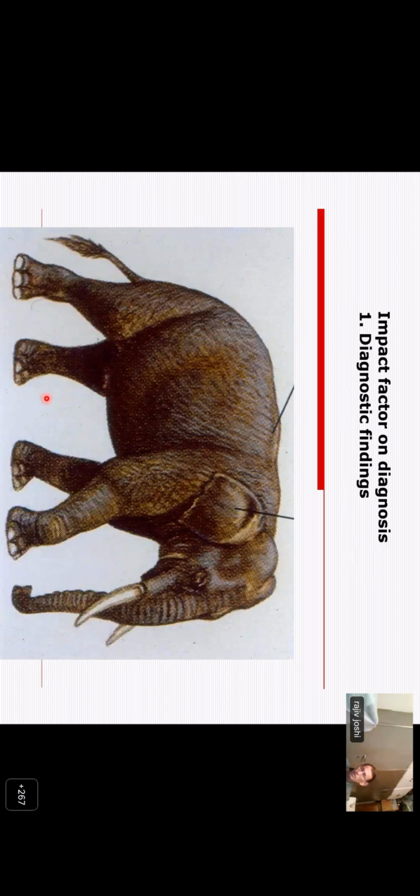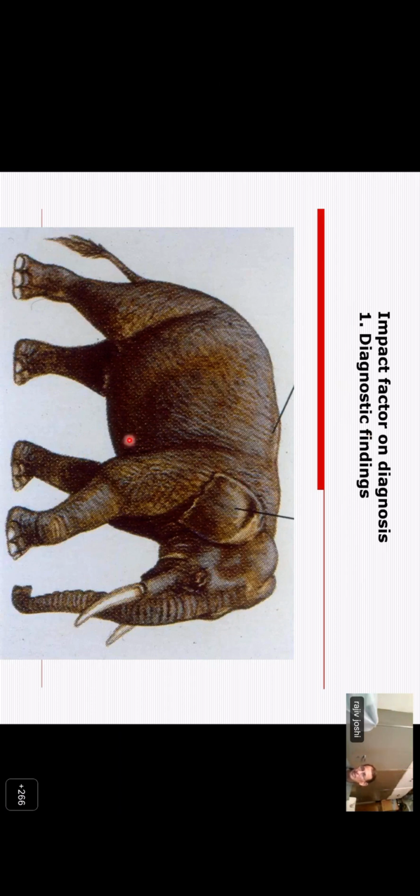Now, when we look at the slide, we also should know what is our capability of rendering a specific diagnosis, because our reports have to be based on it. So what is our impact on diagnostic findings? Now, if you look at this, everybody agrees that this is an elephant. There's no doubt about it.